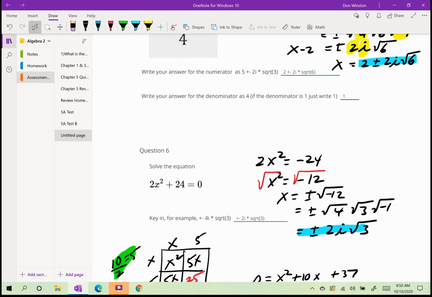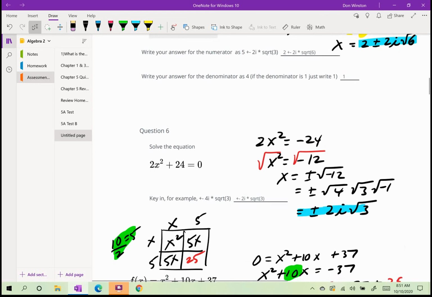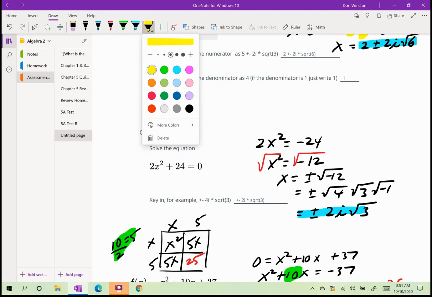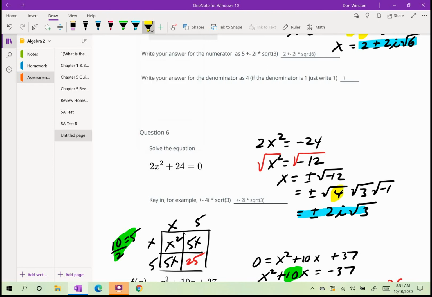Here we're solving for x, so we subtract 24. Divide by 2, we get x squared equals negative 12. Take the square root, you get x is equal to plus or minus the square root of negative 12. The largest perfect square factor of 12 is 4, so 4 times 3 is 12. So the square root of 4 times the square root of 3 times the square root of negative 1. And the square root of 4 is 2, and the square root of negative 1 is i. So we have plus or minus 2i root 3.